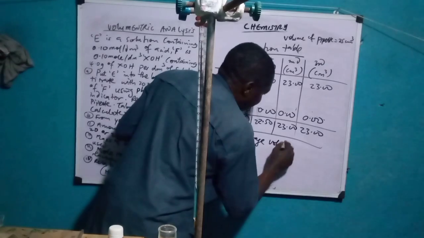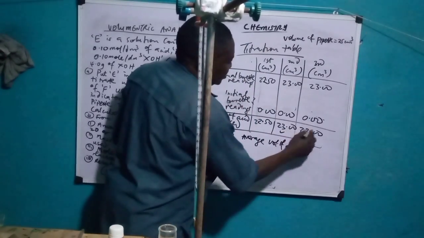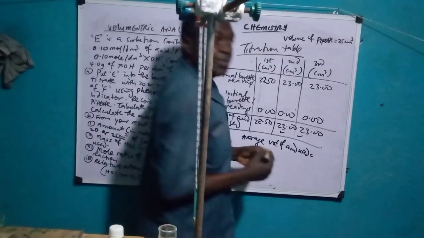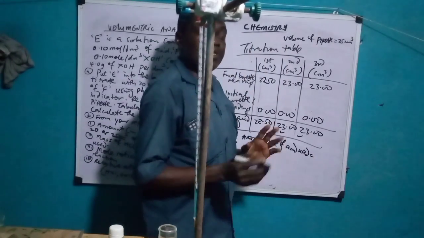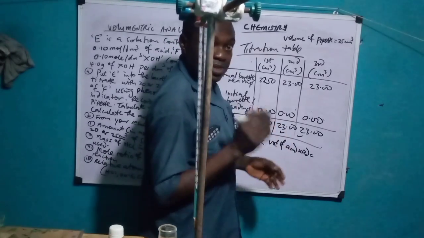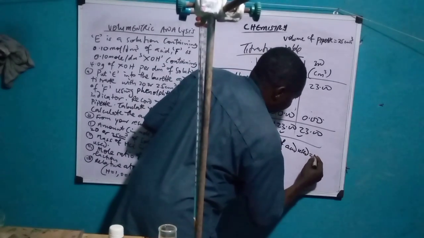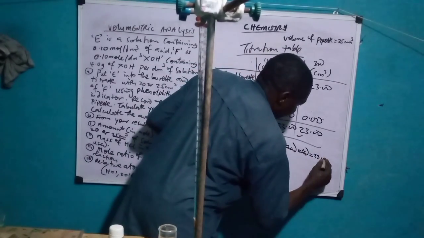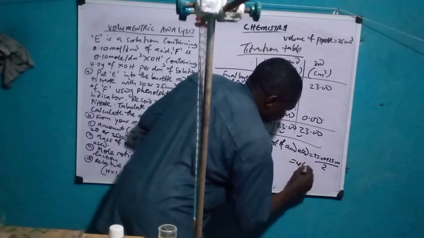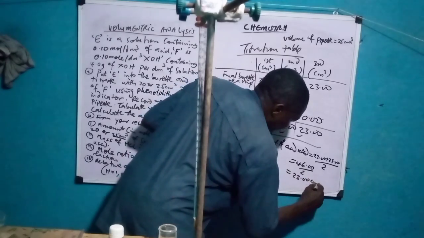volume of acid used. You pick the two concordant, the ones that don't differ by more than plus or minus 0.2. If you subtract, whichever way you do it, the difference must not be more than that. So it will now be 23.00 plus 23.00 over 2, 46.00 over 2, 23.00 cm3.